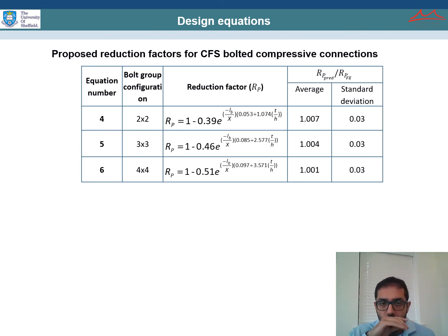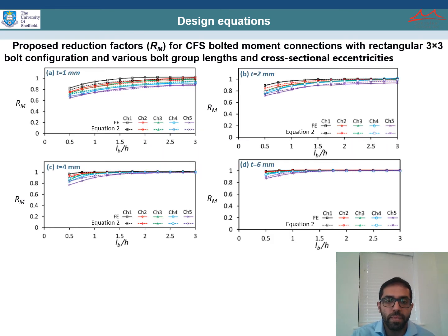In addition, similar equations were proposed for the compressive connections, and the terms LB over X and T over H can be seen in these equations as well. The average error between the finite element and the proposed equation is less than 1%.